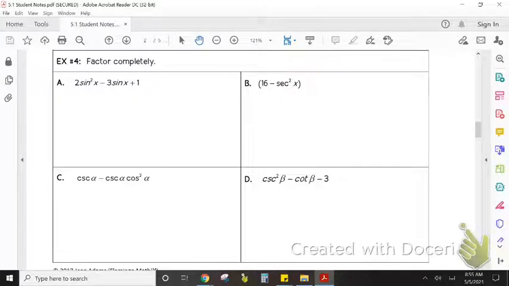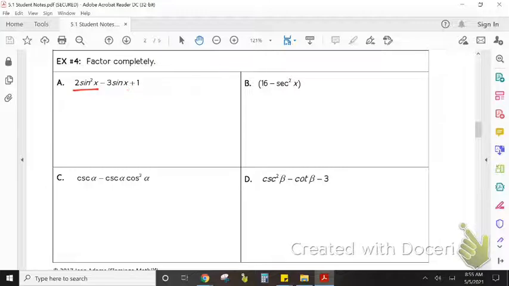So the first thing we really need to look for in every one of these is, does it have a greatest common factor? So when I look at A, this has a 2 sine squared, a 3 sine, and a 1. The numbers 2, 3, and 1 aren't divisible by anything other than 1, so no greatest common factor there. And they don't all have some type of a form of sine in it. So no greatest common factor there, okay? So how many terms are there? There's 3. So this is a trinomial, and it's one of them that has a number in front. So we're going to do that first times the last.